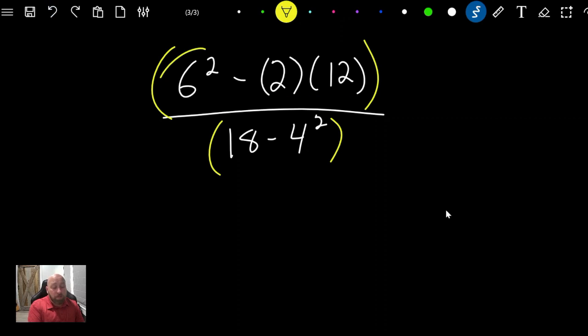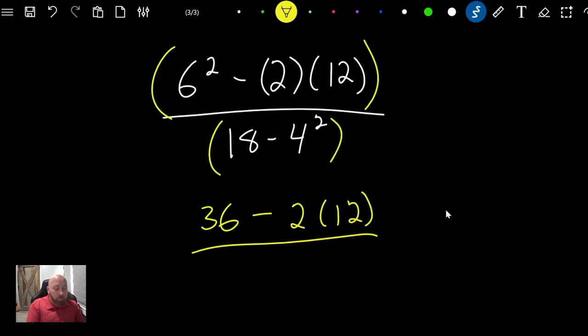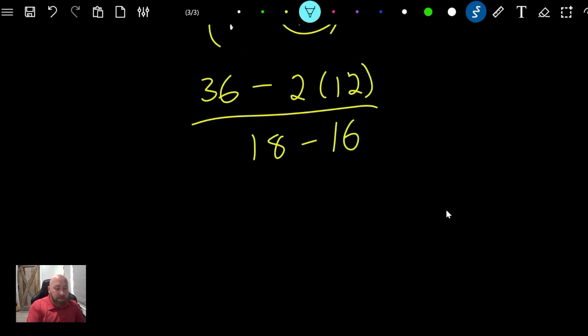The first thing that we come to is this exponent. Remember, always do the order of operations, even though you're inside the parentheses. Still stick with your order of operations. So we're going to have 6 squared, and that's going to give us 6 times 6 is 36, minus 2 times 12, okay? And that's going to be over 18 minus, and I can go ahead and do this one too, 4 times 4 is going to be 16.